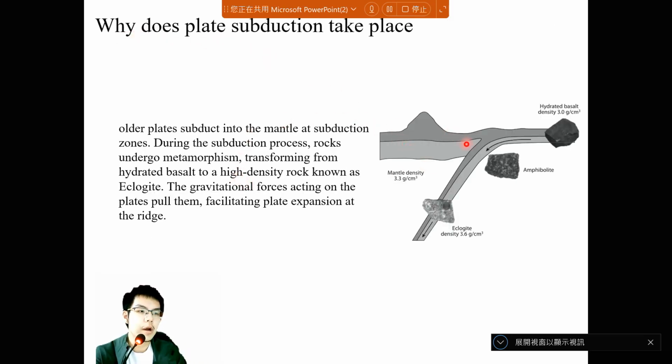Why does plate subduction take place? Older plates subduct into the mantle at subduction zones. During the subduction process, rocks undergo metamorphism, transforming from hydrated basalt to a high-density rock known as eclogite. The gravitational force acting on the plates facilitates plate expansion at the ridge.